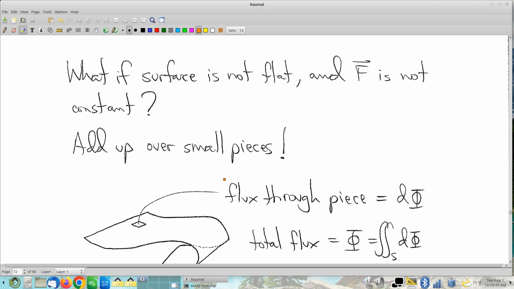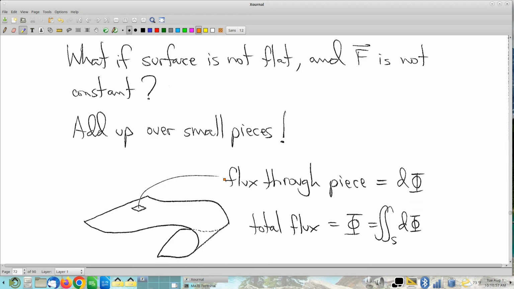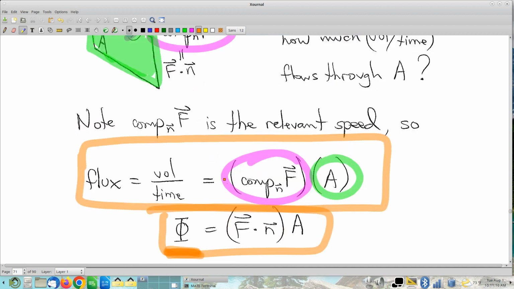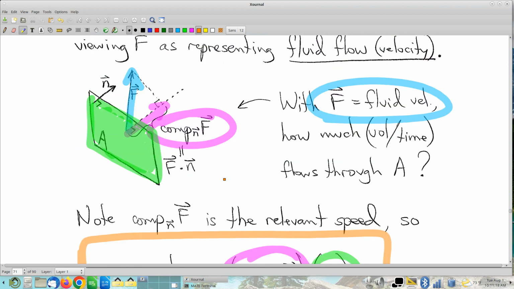But what if we have a surface that's all curved and bumpy and wiggly? And what if our vector field isn't constant? Weird things happen if everything's changing, nothing's constant. Then our argument over here goes to pieces. Here we were assuming that we had a flat surface, because we talk about the normal vector as if there's only one, because it's flat.